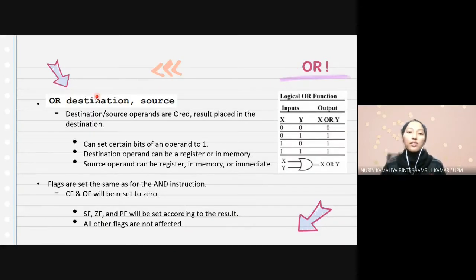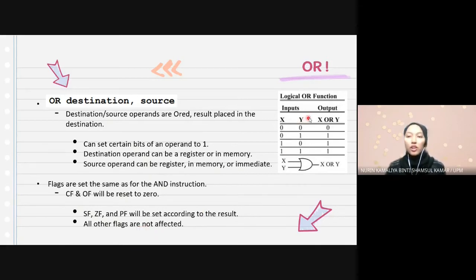OR. This is the form of the OR instruction. The destination and source operands are ORed. The result is placed in the destination and can set certain bits of an operand to 1. The destination operand can be a register or memory. The source operand can be a register, memory, or immediate. Flags are set the same as for the AND instruction. CF and OF will be reset to 0. SF, ZF, and PF will be set according to the result. All other flags are not affected.